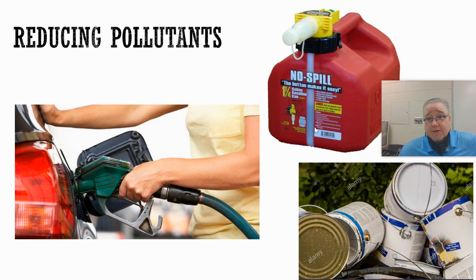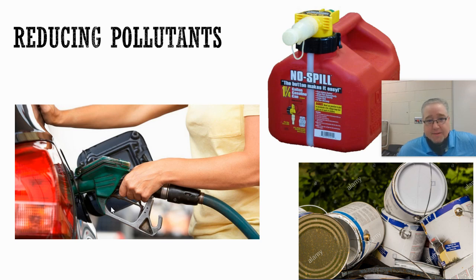For example, they sell these no-spill spouts on gas tanks. So when you fill your lawnmower up in the summertime, instead of spilling it all over your garage, we have these little things that help with that. Putting lids on paint cans when you're done using them, don't let them sit in your garage without a lid on, because again, those contain volatile organics.